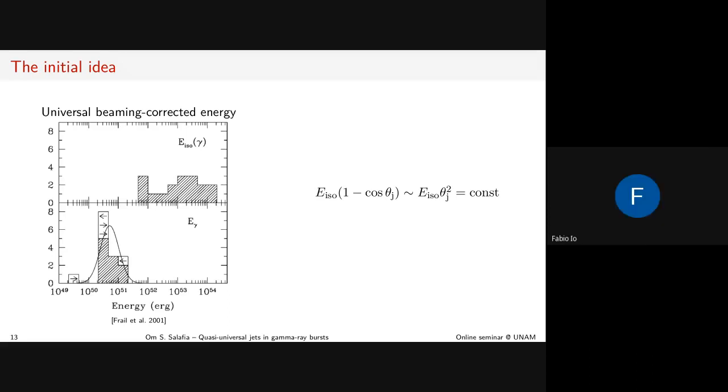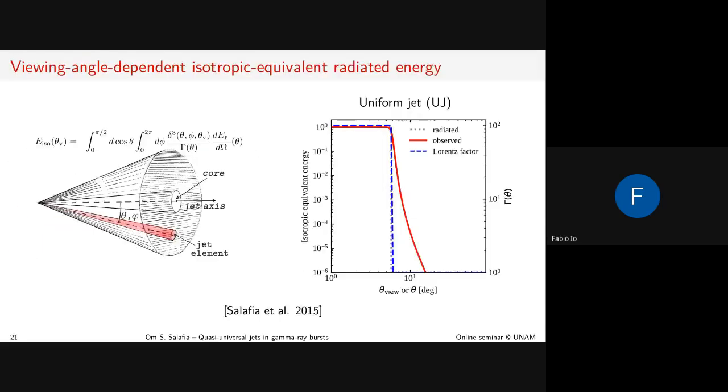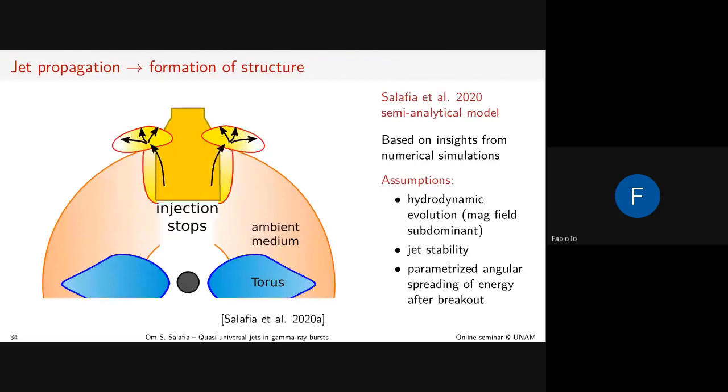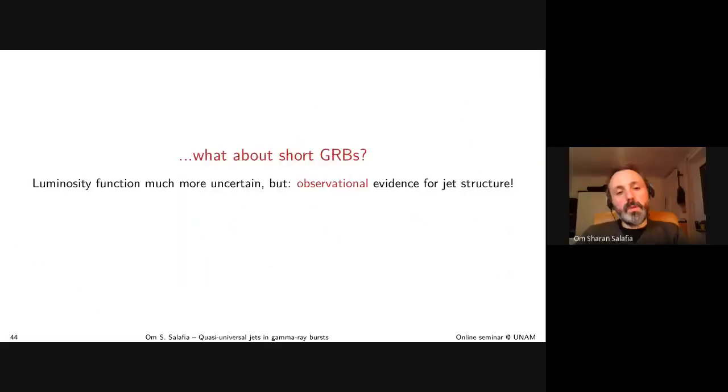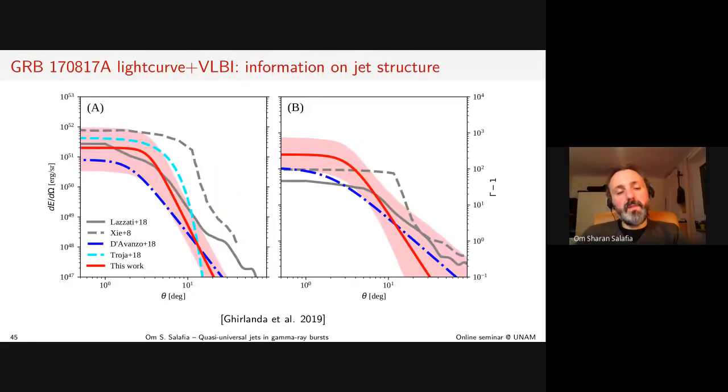So how do you get the jet structure in GW170817? Because the parameter space is very degenerate, no? Yes, what breaks the degeneracy is really the VLBI centroid motion, I would say. This was also shown by other groups recently.